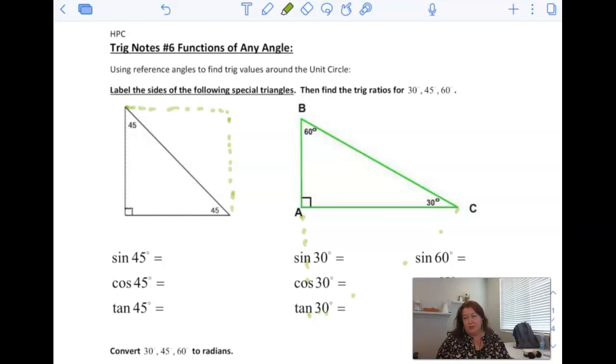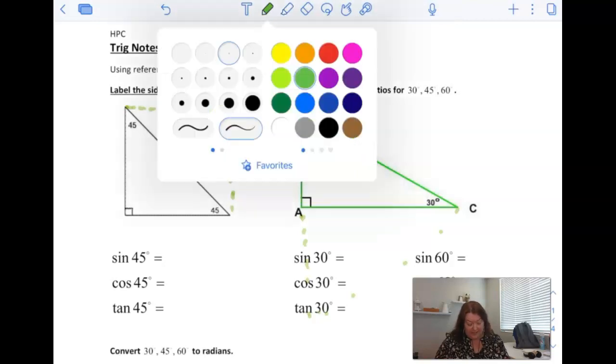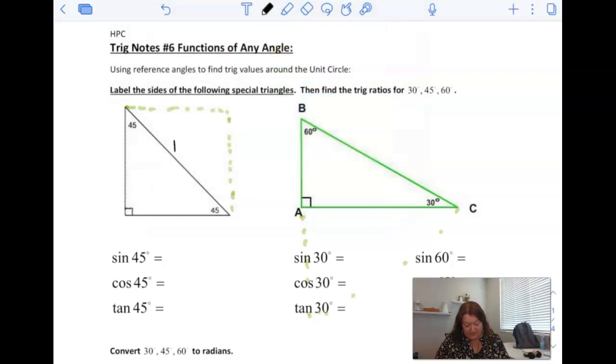So what we want to do is go back and make sure that we can put these in order and put the sides in order of what would show up on a unit circle. In a unit circle, remember that our biggest thing is that our hypotenuse is a 1. So that's what we're trying to get to.